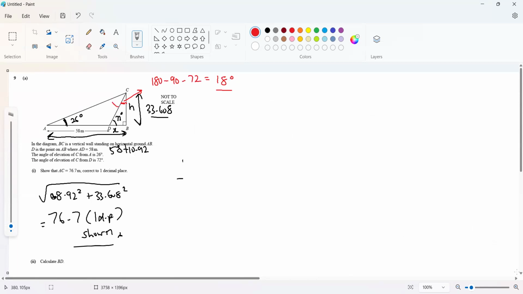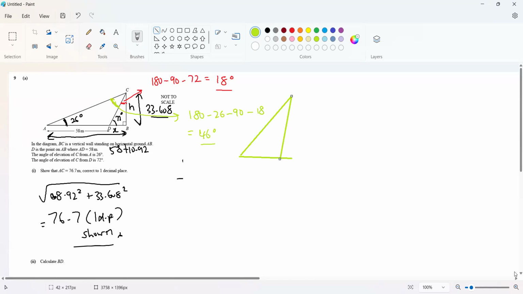So since it is 18 degrees, we can find out what is this portion as well. I will do it in green, this portion here. So this portion here would be 180 minus 26 minus 90 minus 18. So that tiny portion there would be 46 degrees. So since this is 46 degrees, if we take out the triangle from here, you'll notice that we have a triangle like this.